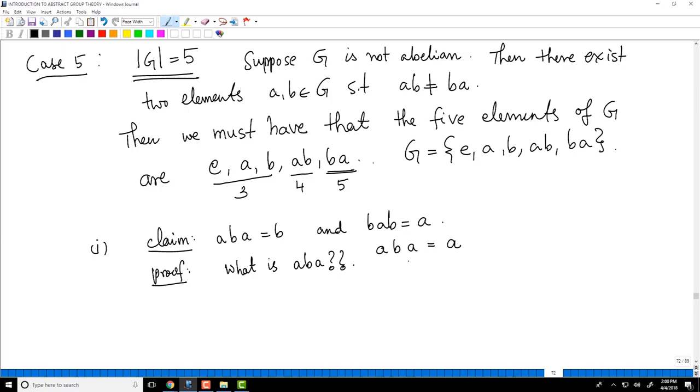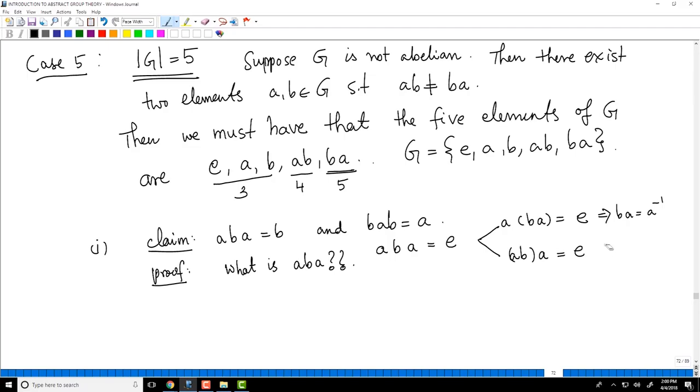I am going to consider each possibility. ABA must be an element of the group, so it is one of these 5 elements. Suppose it is E. So A times BA is E, and AB times A is E, right. But this is a problem now, because if A times BA is E, then BA is A inverse.